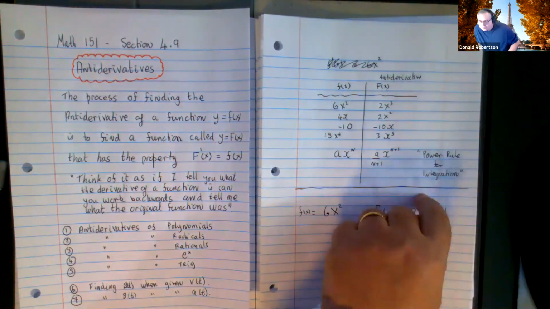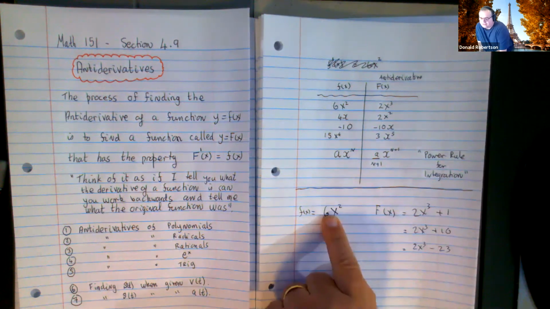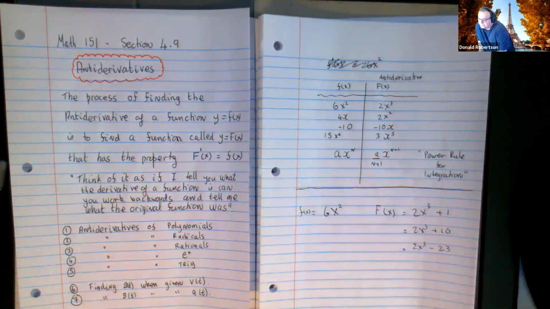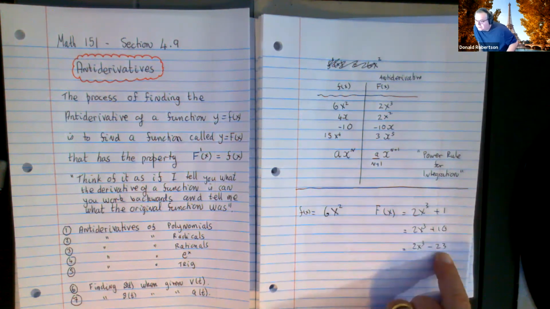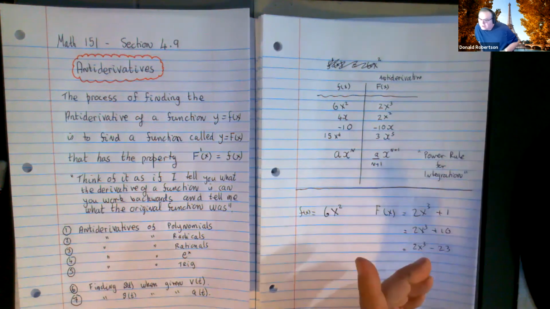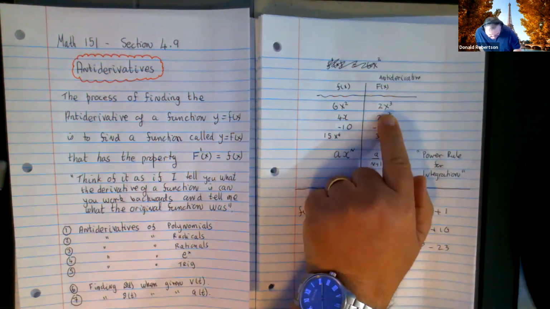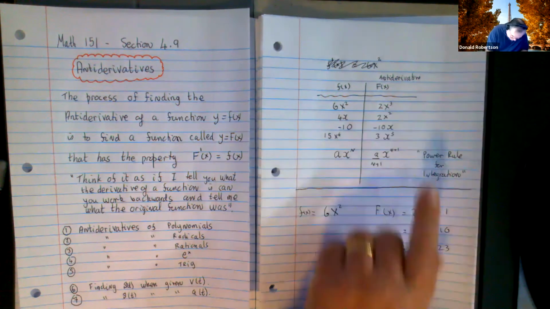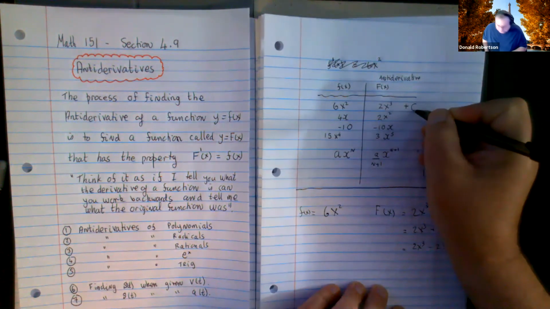Don't all of those functions, when you differentiate them, don't all of them get you 6x squared? Because what happens to the +1 or the +10 or the -23? When you differentiate, don't these terms disappear? Right, they become 0. So when we talk about the antiderivative, we want to write it down so that we take care of that.